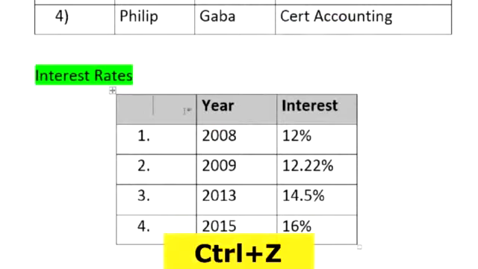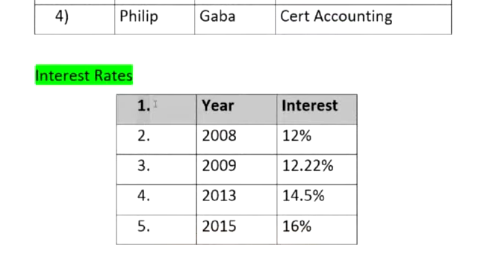Let me press Control Z to undo that so that you can see it well. So we have 1 here. If I delete the 1, the number 2 now becomes number 1 and it continues counting.